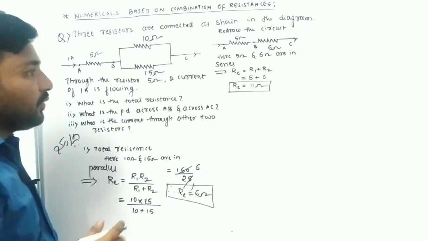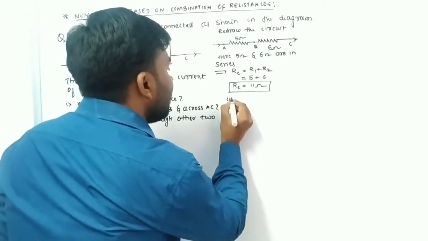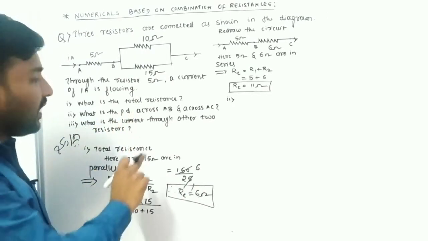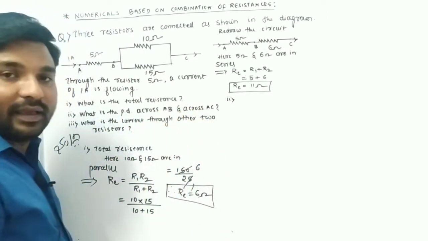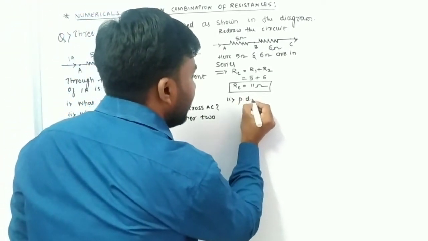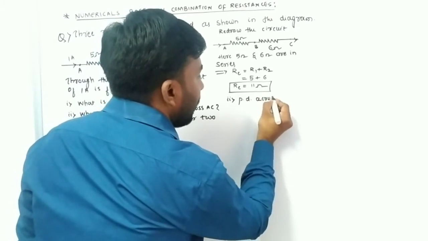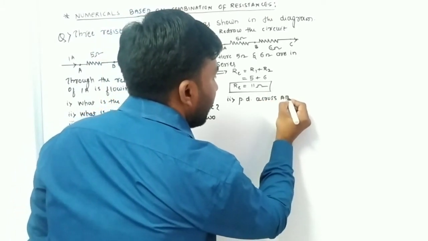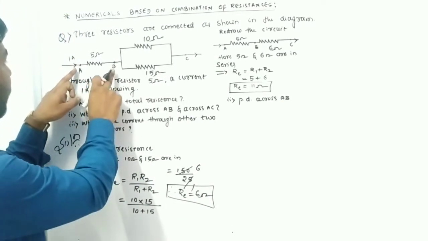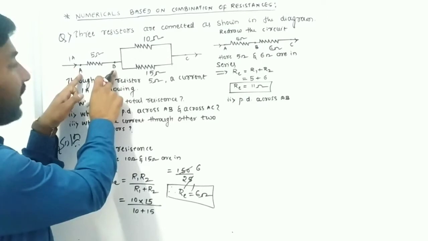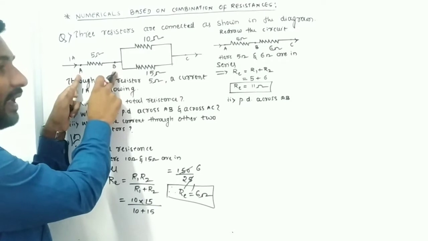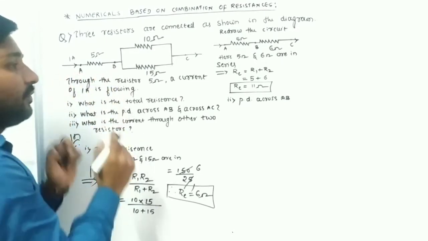Now let's move to the next question. What is the potential difference across AB and AC? Potential difference across AB. Okay, now see here. Potential difference across AB. Now apply Ohm's law. You will get the potential difference.